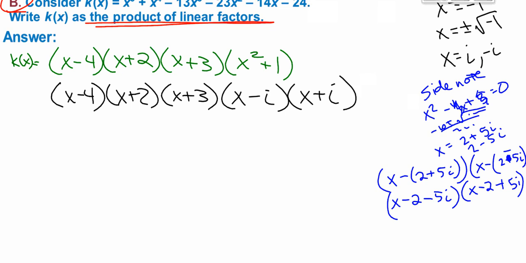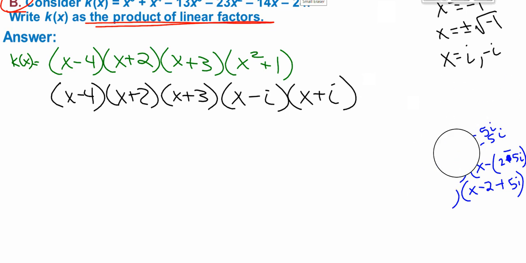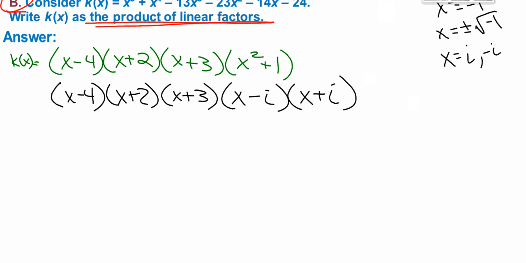And minus 5i, and then plus 5i. So these factors could easily have looked like that. That's what I'm saying for that. And I don't want to leave that on there because I don't want anyone ever to think that's part of this problem as we go.